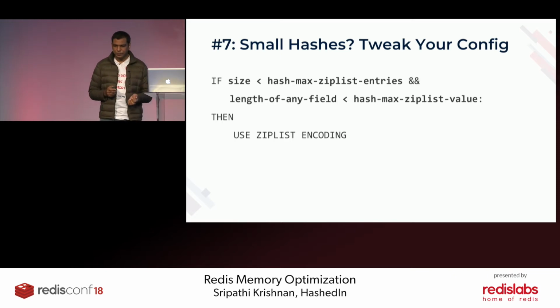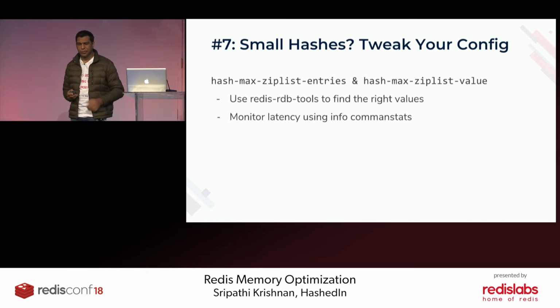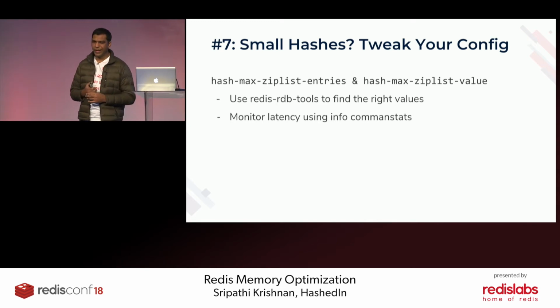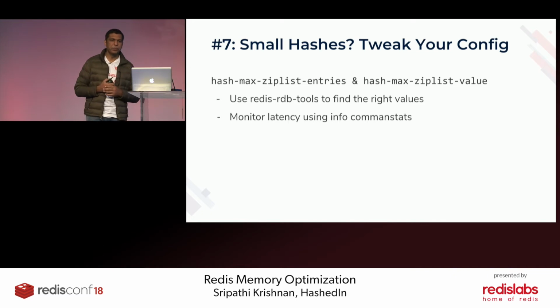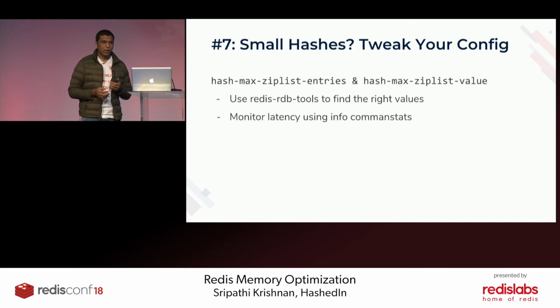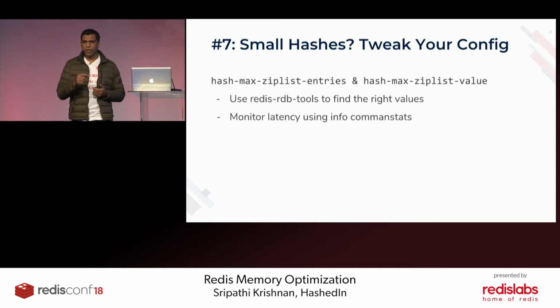How do we do that? Here is where you can use RDB tools. It's an open source tool on GitHub. Just go to github.com and search for Redis RDB tools. It can analyze your data and it gives you a CSV output. Using that, you can find out what your optimum setting could be for your values. That's one. The second is you will then go and increase these values in your configuration and restart your Redis server.